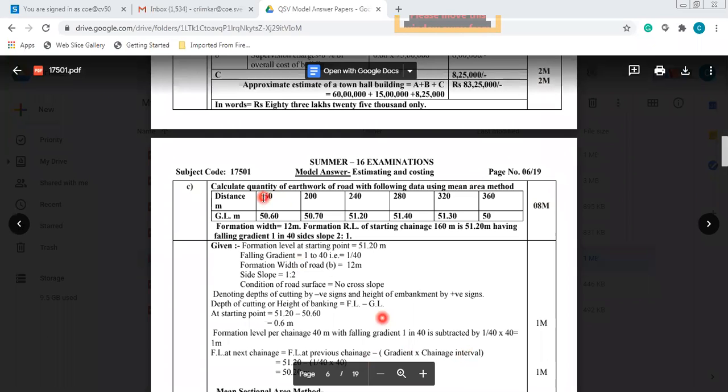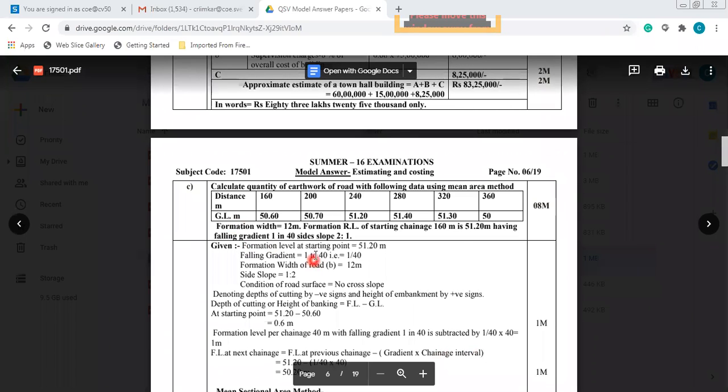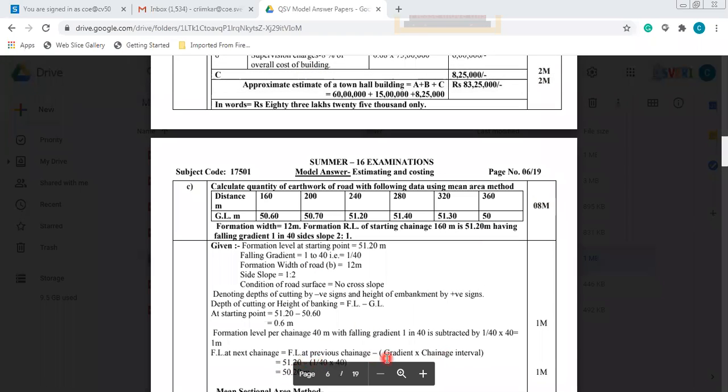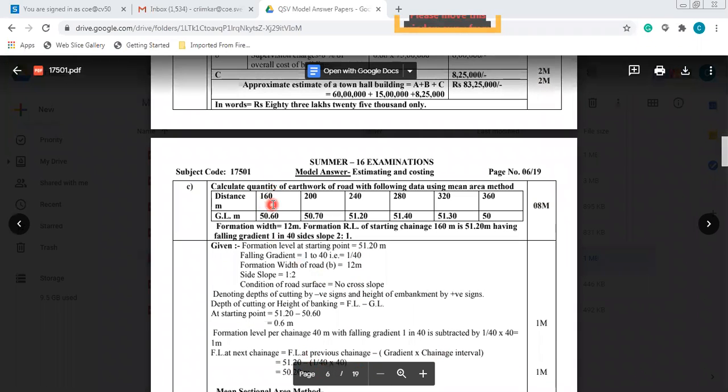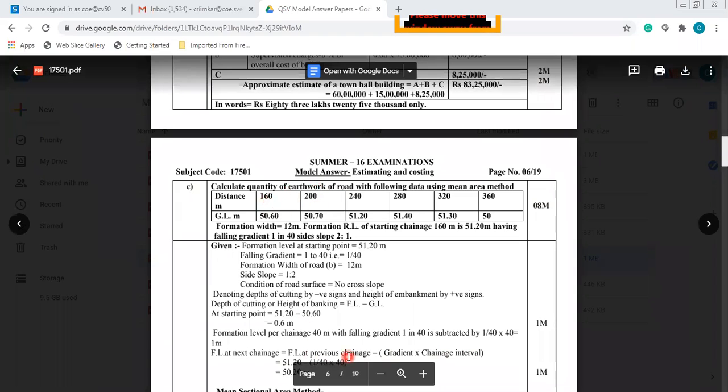The formation level at 160 meter is given as 51.20. So formation level at 200 meters: our formula becomes formation level at 200 meter chainage equals formation level at 160 meter chainage minus gradient into chainage interval. I have put it over here: 51.20 minus gradient, which is 1 in 40, as given, multiplied by chainage interval, or difference of chainage. This is 160, this is 200, so the difference is 40.